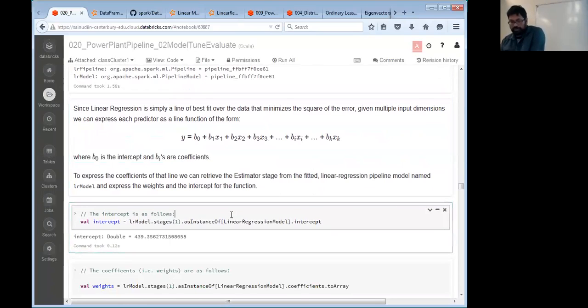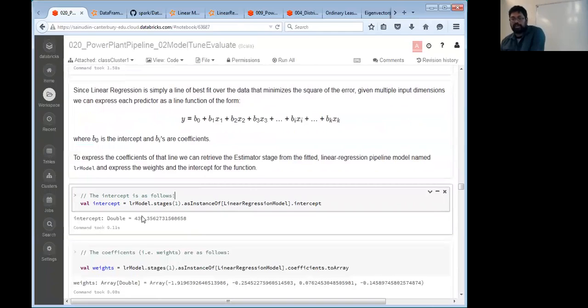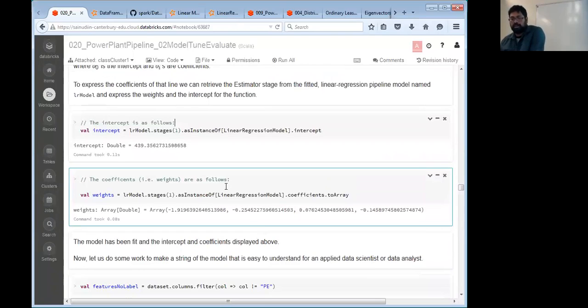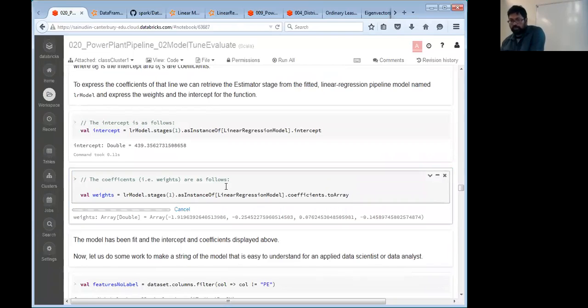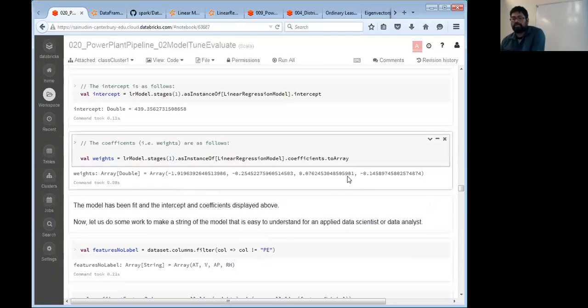And now I just have to find my intercept. So for the intercept, I do LR model stages of 1 as instance of linear regression model dot intercept. Right? So if I do this, I get my intercept to be the double 439. And then for coefficients, I just do the following, right? So once again, stages 1 as instance of coefficients, and then I convert it to an array. So I get the array of coefficients.